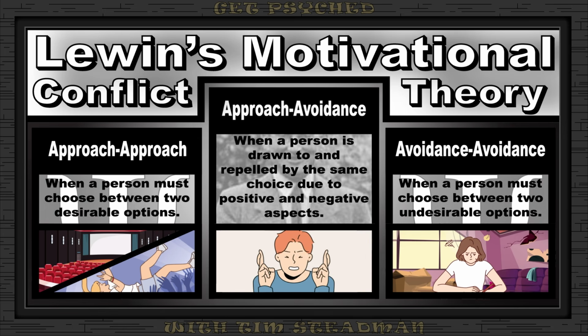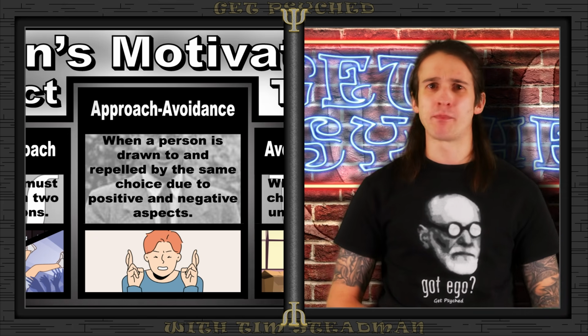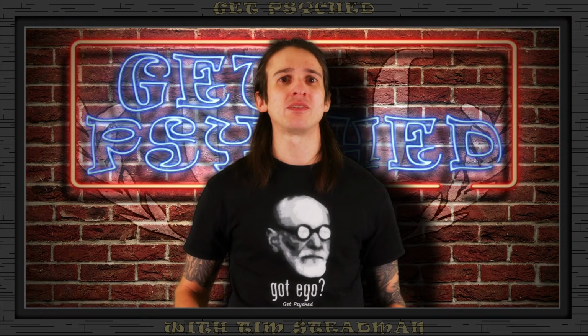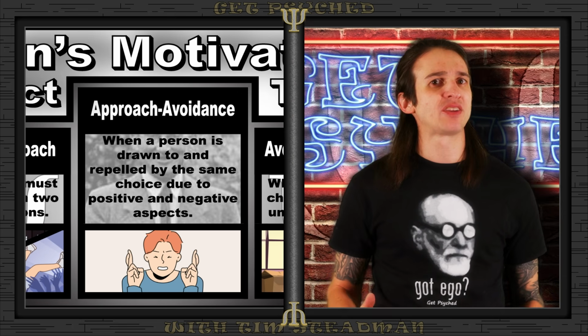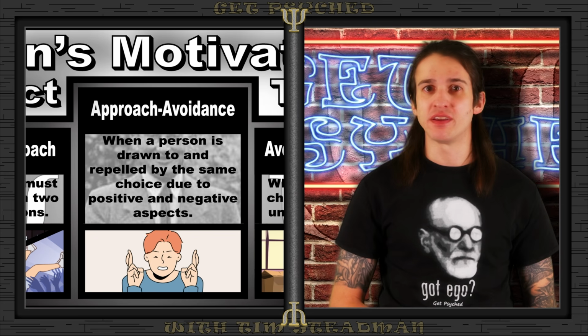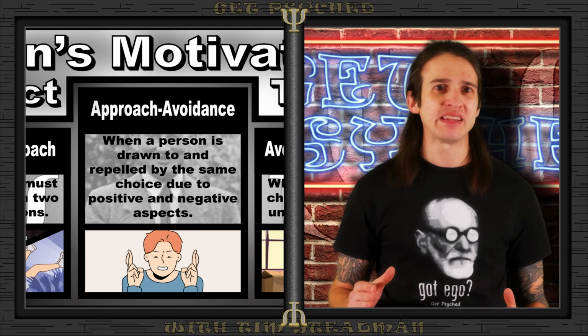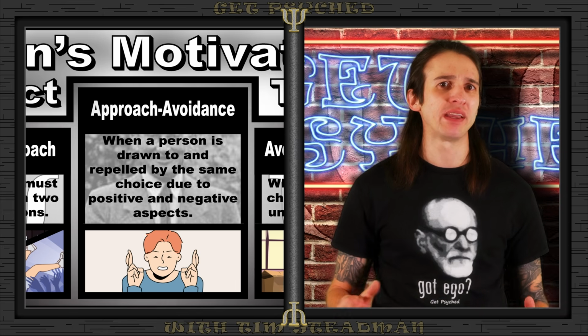And finally, there's the approach-avoidance conflict, which is when a single option has both appealing and unappealing aspects. You're thinking about grabbing another slice of pineapple pizza, but then you think to yourself, hey, maybe this is bad for my health. There is both a positive and negative result that may occur. Lewin's theory shows how motivation isn't just about what we want. It's also about weighing our options and dealing with the push and pull of competing desires.